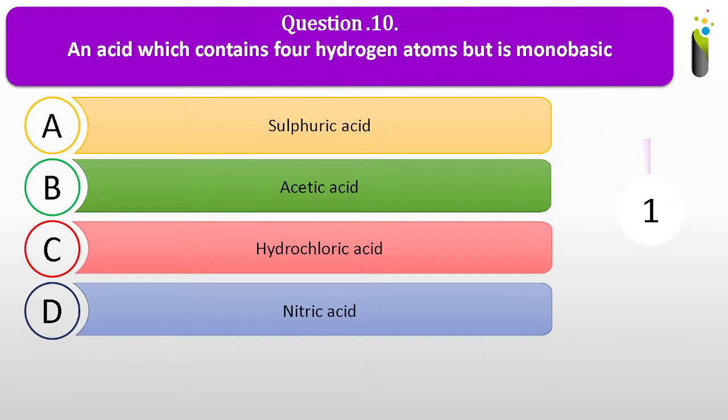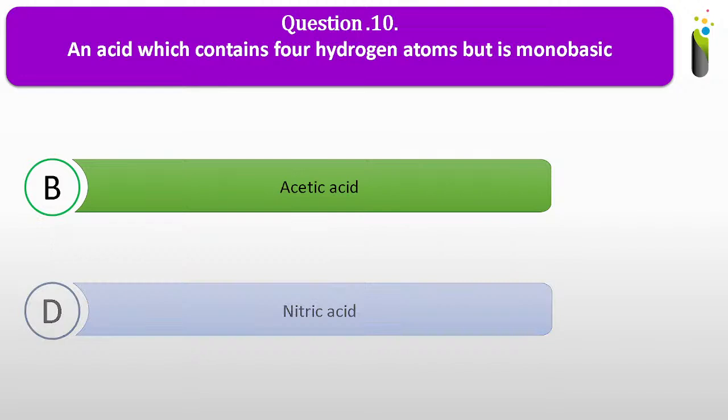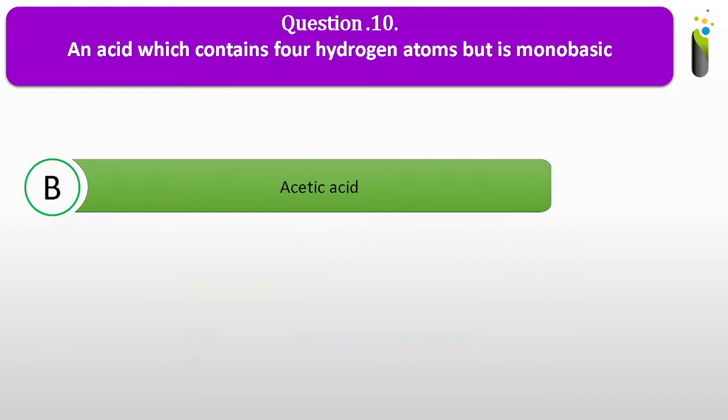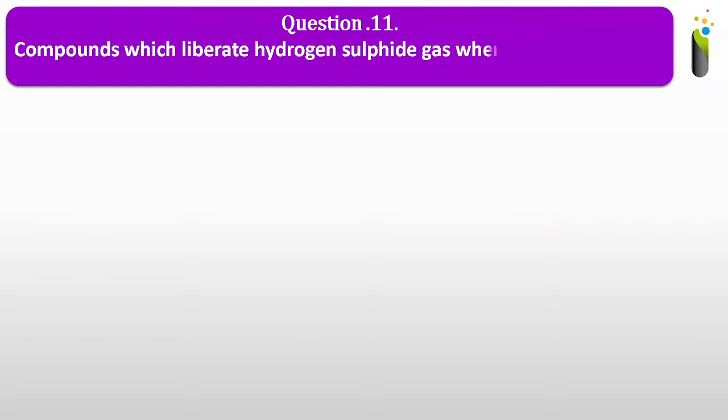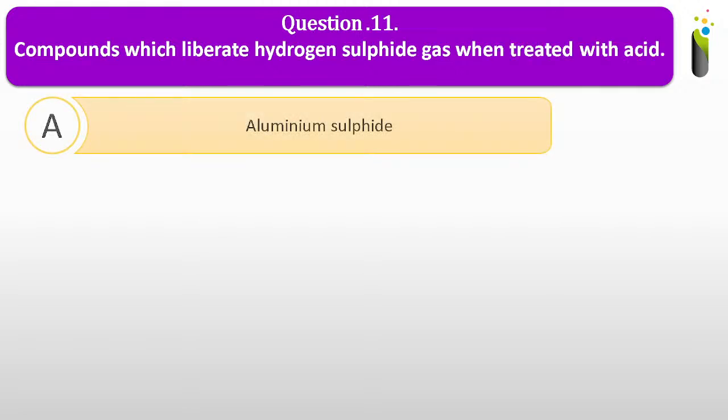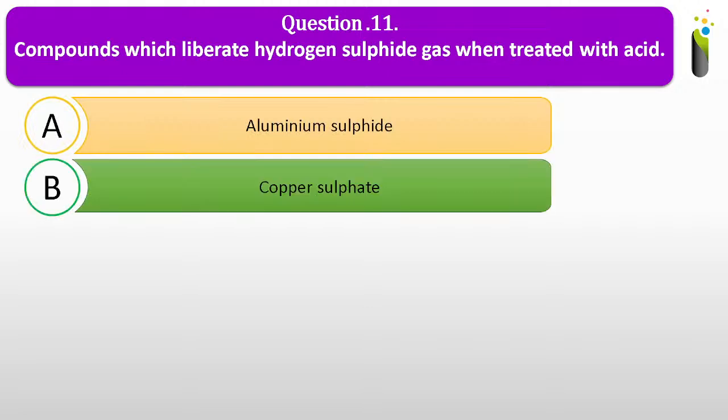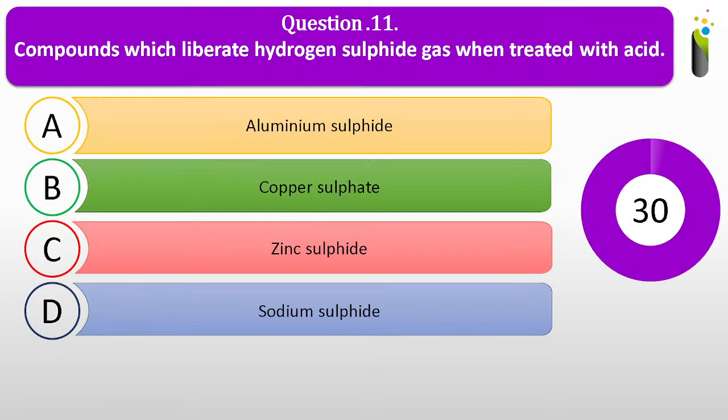So the correct answer to this question is acetic acid. An acid which contains 4 hydrogen atoms but is monobasic is acetic acid. Question number 11. Compounds which liberate hydrogen sulfide gas when treated with acid. A. Aluminium sulfide. B. Copper sulfate. C. Zinc sulfide. D. Sodium sulfide.